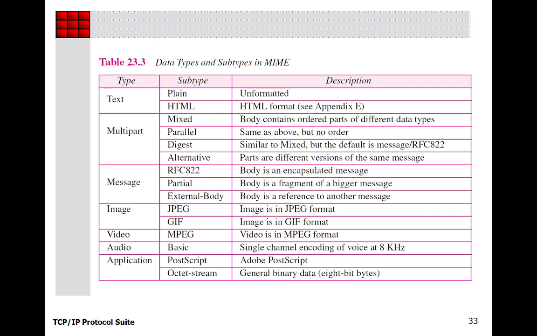And this is the data types and the subtypes of MIME. What will be the various kinds of types of data? It may be text data, multipart data, message, or it may be image, video or audio data. And the subtypes of data are also there. For example, an image may be in JPEG format or GIF format. Likewise, the interior subtype representation of the original data has been denoted here.